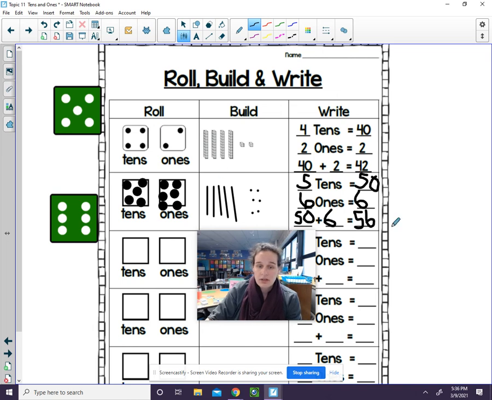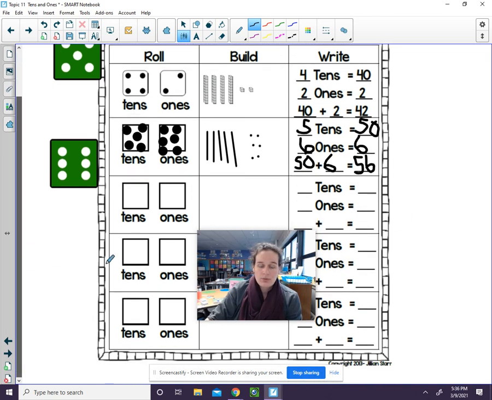So again, you could copy that first one if you'd like to, but you'll be doing the rest of them on your own, and you'll need two dice to roll.